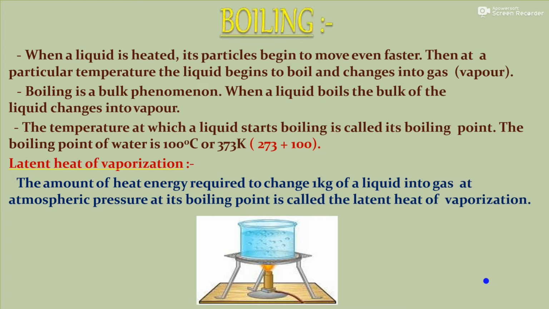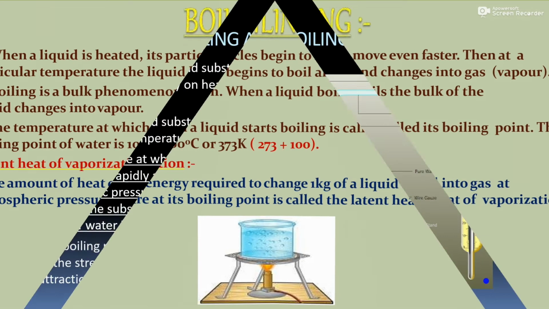The boiling point of water is 100 degrees Celsius or 373 Kelvin. Latent heat of vaporization: the amount of heat energy required to change 1 kg of a liquid into gas at atmospheric pressure at its boiling point is called the latent heat of vaporization. So the amount of heat energy required to change 1 kg of a liquid into gas at atmospheric pressure at its boiling point is called the latent heat of vaporization.